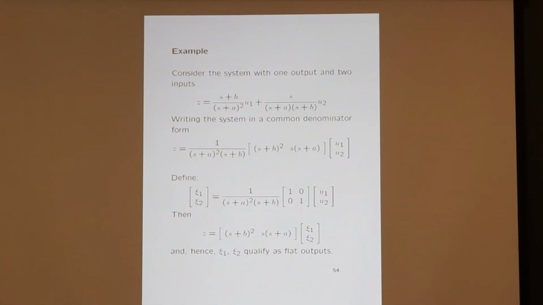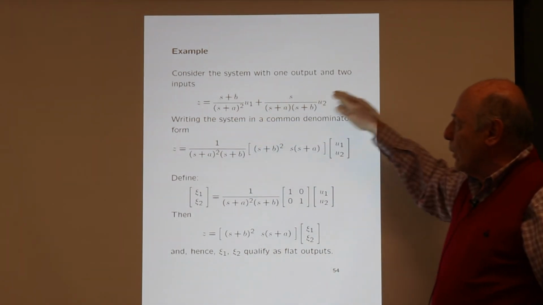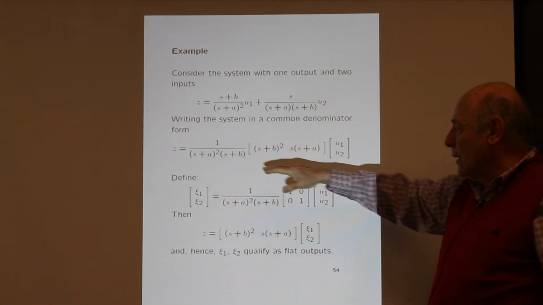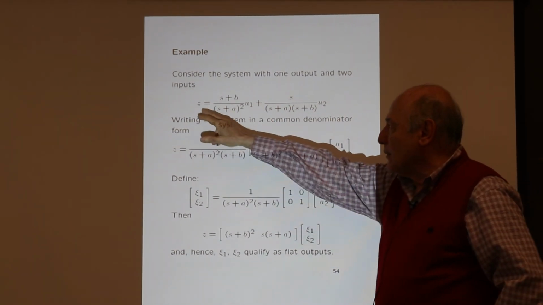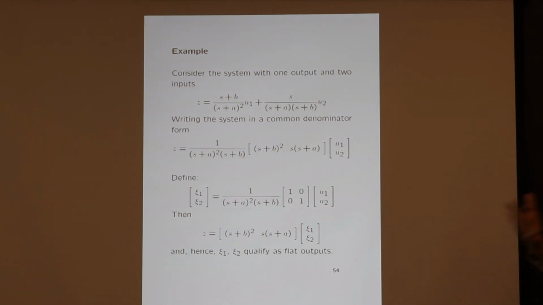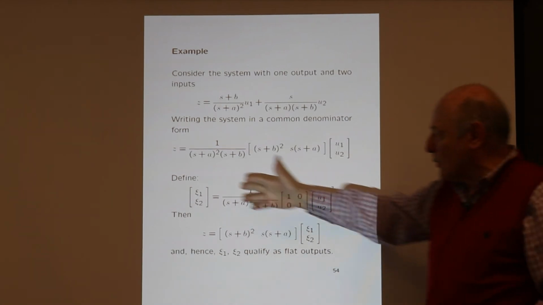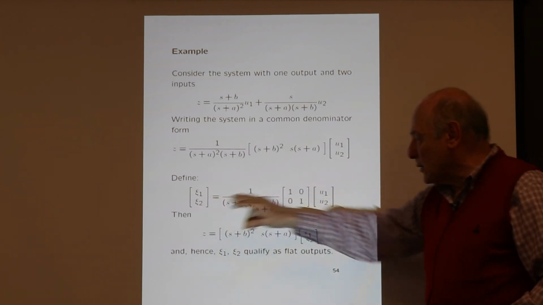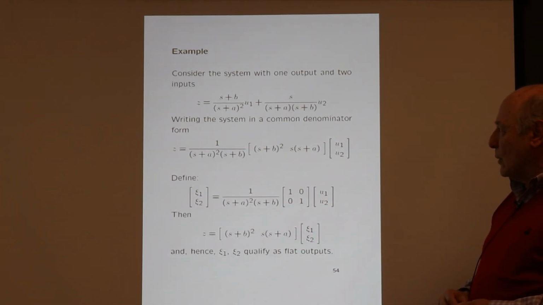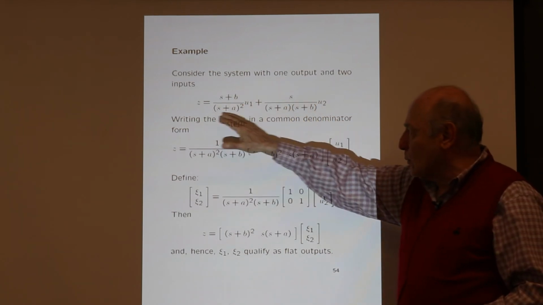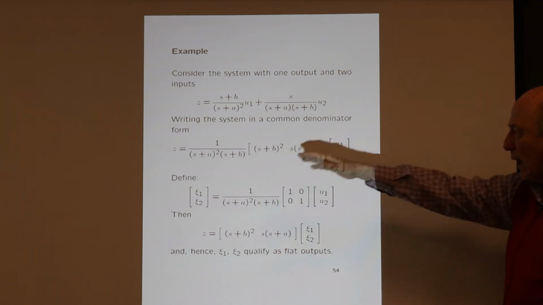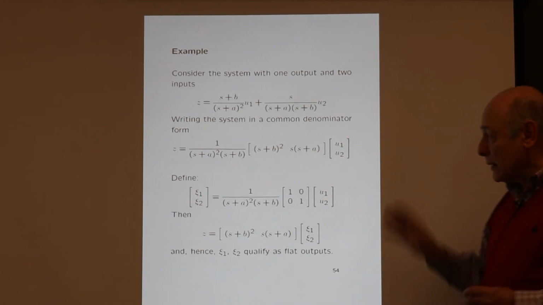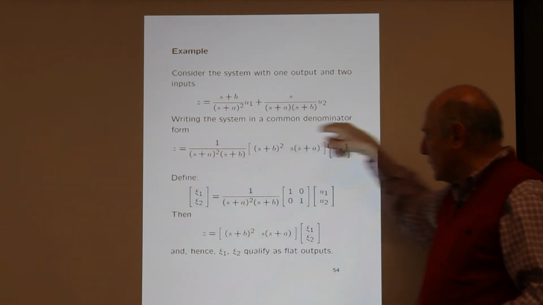So as an example, here you see one output, two inputs. This is a non-square system, and you have U1, U2, and you have C as your actual output. So what we look for is a square representation in terms of a new vector C with two components, so that it has the same number of components as U1 and U2. First of all, we reduce everything to a common denominator to obtain this representation of the output in terms of the inputs. That's a non-square system because you only have one output and two inputs.